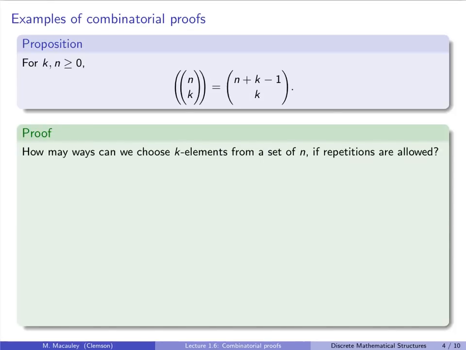So here, the thing that we want to count is the number of ways to choose k elements from a set of n if repetitions are allowed. My favorite way to think of this is the number of ways to choose k sodas from a vending machine with n flavors. Sometimes it's easier in a combinatorial proof, instead of saying elements, to say sodas from a vending machine of n flavors, if repetitions are allowed, so you can get multiple Cokes. Okay, so the left-hand side counts this by definition of n multi-choose k.